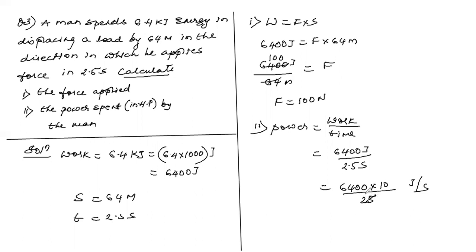Okay, 25 pies are 25, 5 twos, 5 ones are 5, 5 ones are 5, 5 twos are 10, 40, 5 eights are 40, 0. So this is 2 pi 6, 2 pi 60 watt. 1 joule per second is watt, 1 watt. So power spent is 2 pi 60 watt. Okay. Now we go to the next sum.